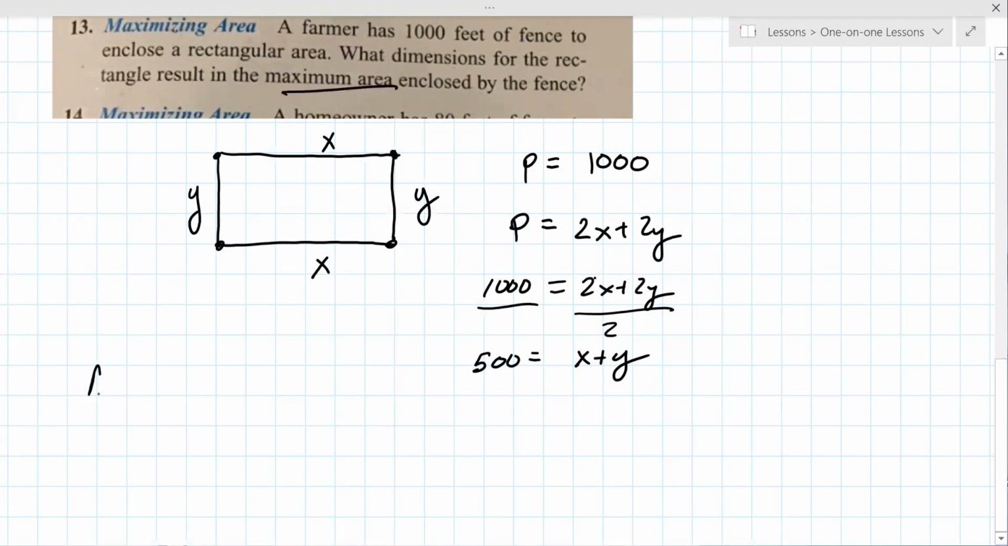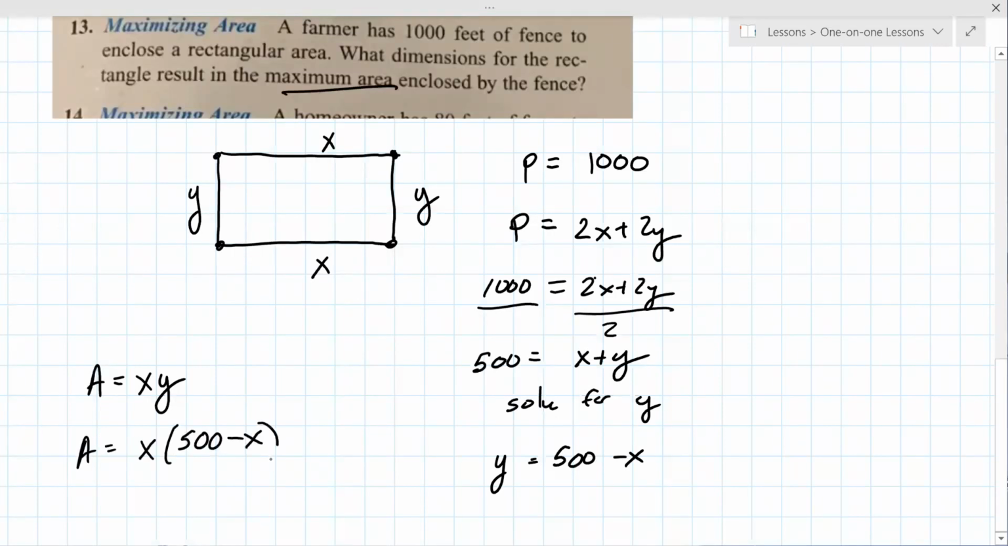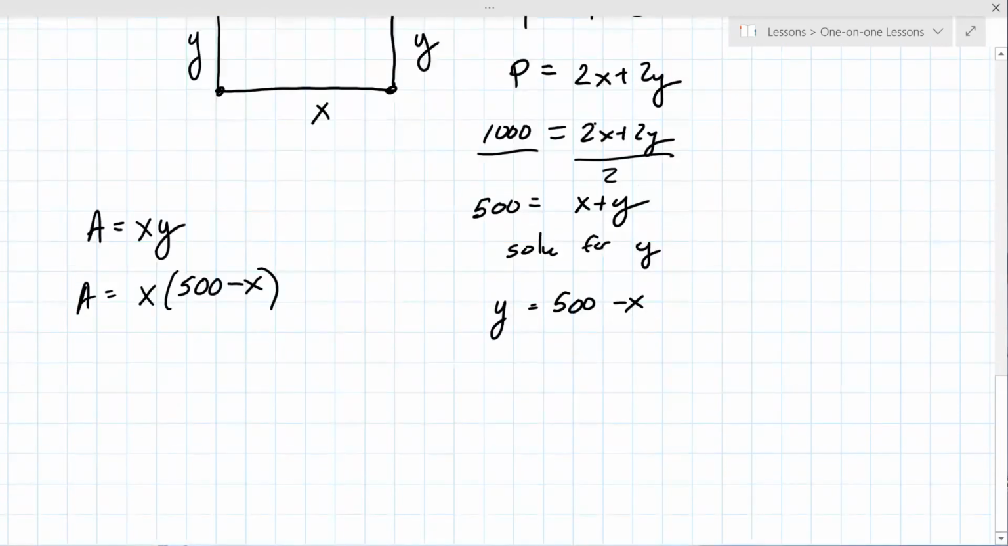So the area of this thing is xy. Okay, but you want to get everything in terms of x. So if you solve this for y, you get y equals 500 minus x. That goes into this formula over here, x times 500 minus x, like that. So you get 500x minus x squared.